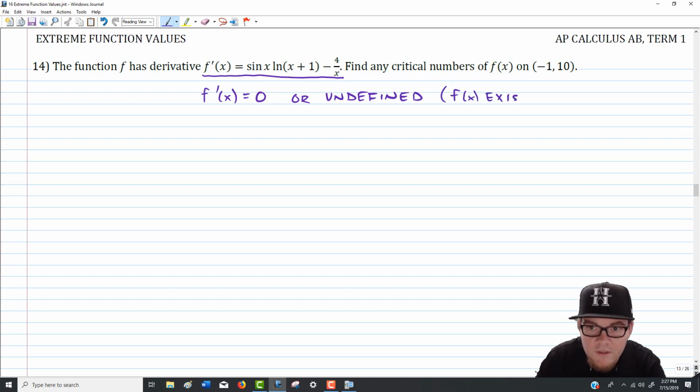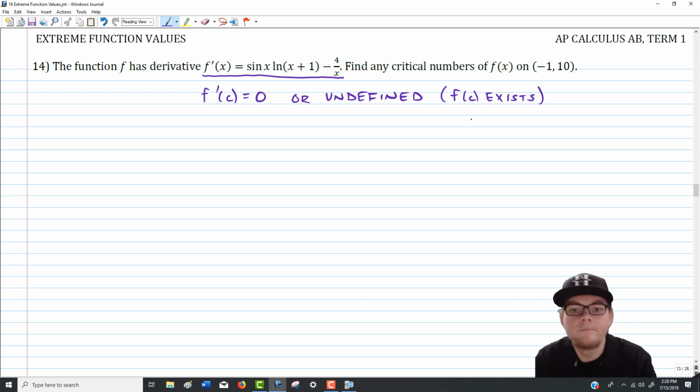While f of x, of course, exists. So I probably should have said c. So let me c right to that. Boom. So with that in mind, that's what we're looking to prove here.